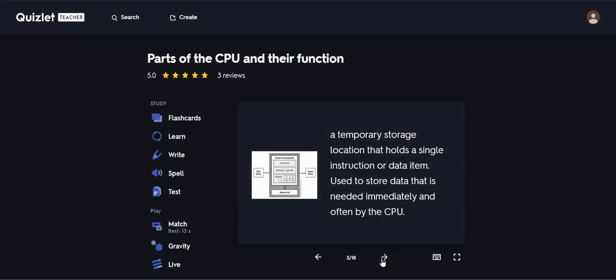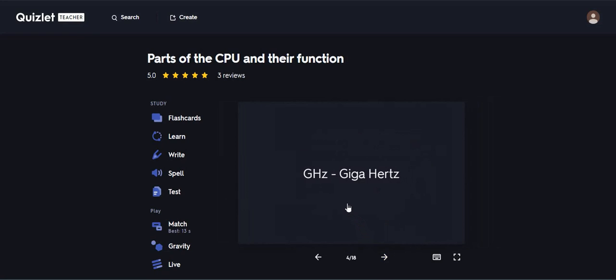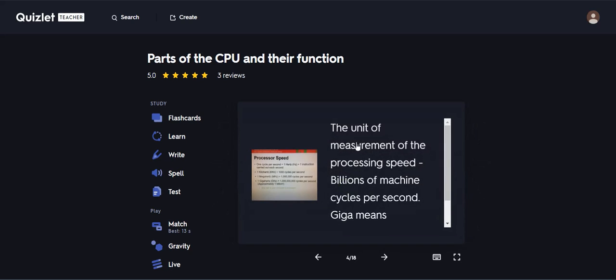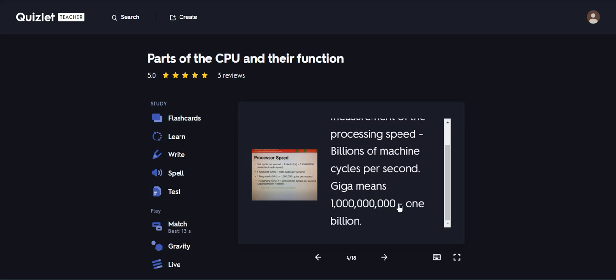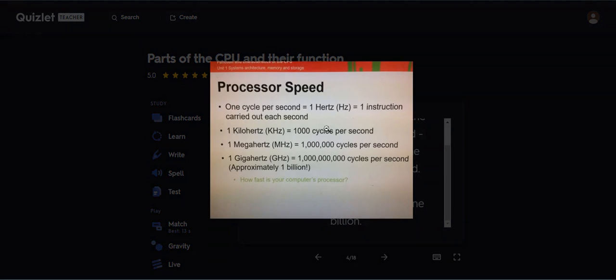Alright? So next I have gigahertz. And what is gigahertz? Giga means a billion. So it is the speed at which the processor functions. So your computer, you could tell what gigahertz your computer has. Later on I'm going to show you how to tell, right? But I'm sure you would have heard about gigahertz before. So gigahertz is the unit of measurement of processing speed, and it is billions of machine cycles per second. Giga means 1 billion. Alright, so you could read up here. Kilo means 1,000, mega means 1,000,000, but giga means 1 billion.